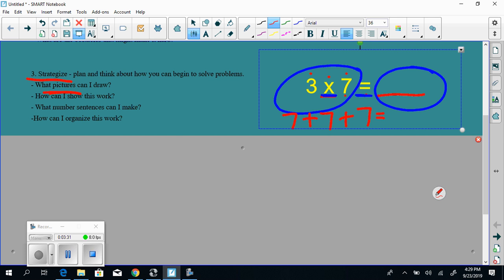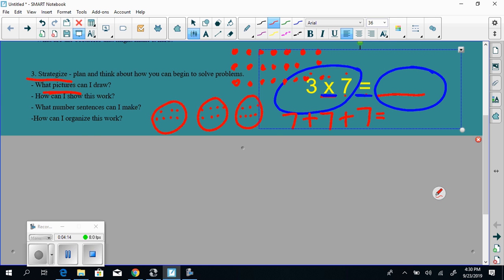If I wanted to take it a different way, I could make 3 groups, and I could put 7 in each group. So these are 2 separate ways that I could use. I can use an array that has 3 rows with 7 in each. So there are many things that you could do to represent 3 times 7. And I'm kind of going into my problem there, but you get the idea. So I have arrays, equal groups, repeated addition. I could just skip count by 3 7 times. So those are my strategies that I could use.